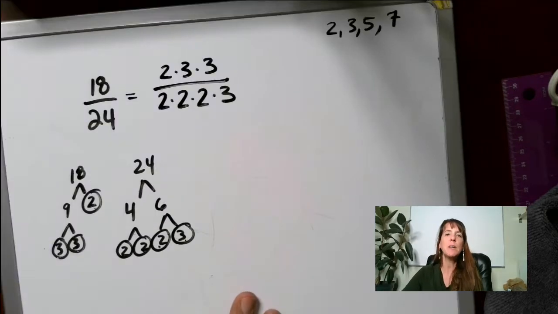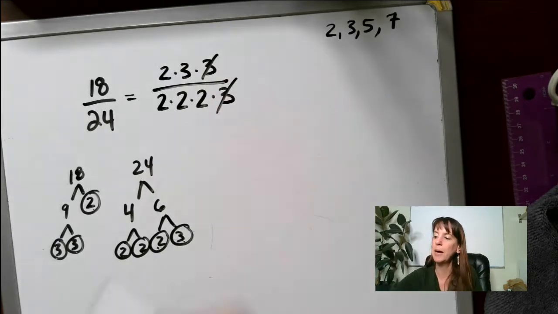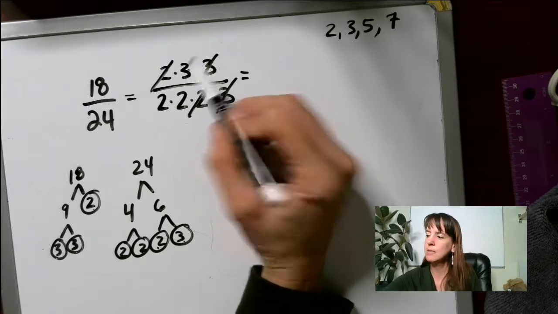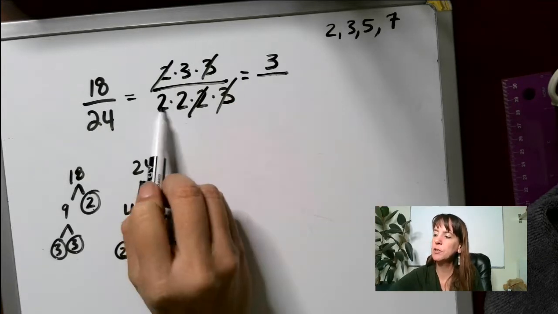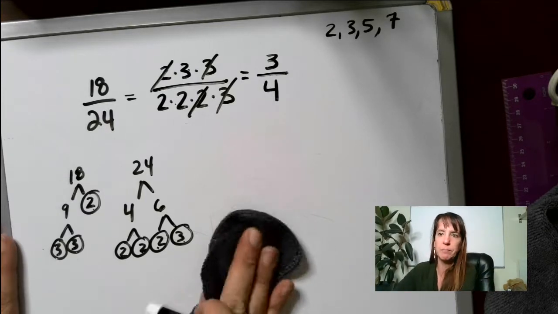Okay, if you have something on the top and something on the bottom and we're multiplying, you can cancel those out, like this guy, bye-bye. This one, bye-bye. What I have on the top is 3, and on the bottom I have 2 times 2, which is 4. So that's a different way of reducing fractions. Either way, however you want to do it, totally fine.